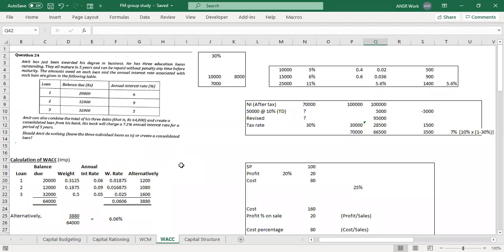And on the other hand, what is it that is given in the question? They have already calculated that, right? No, no, 7.2% is different. That is the new one which they are giving. So what the bank is saying is they'll write off all the existing loans. They'll give you one loan for 64,000 at the rate of 7.2%. Now it's your choice whether you say yes to the bank or no.